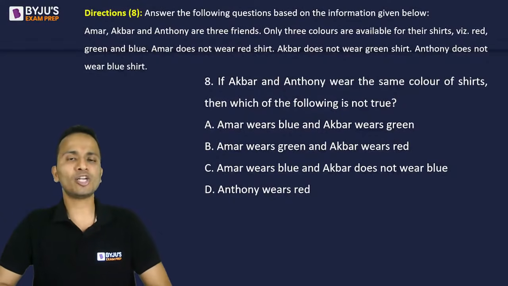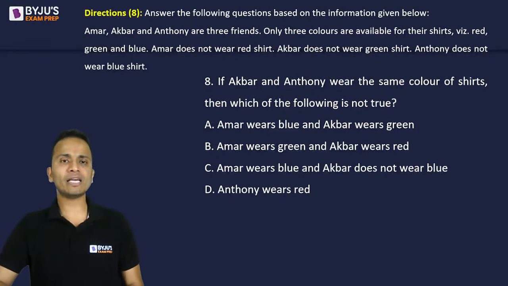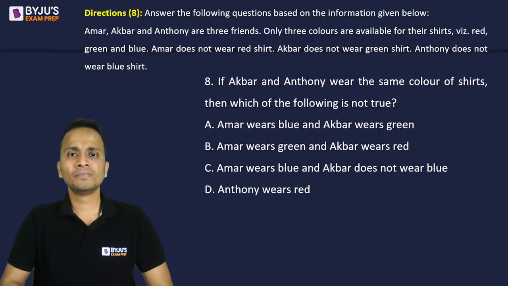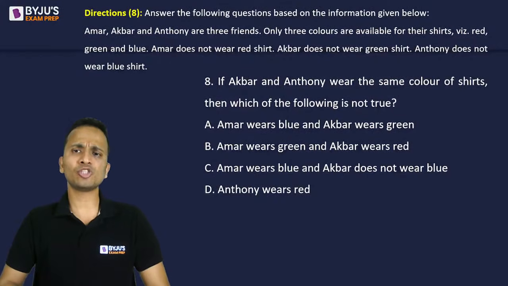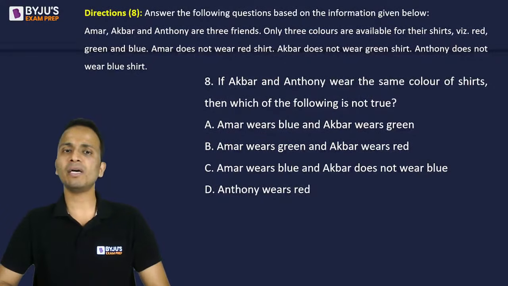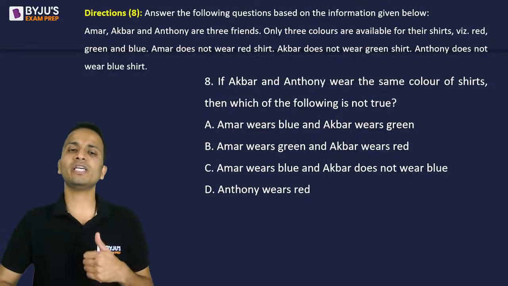Okay. Now question number 8 on your screen. This is a standalone question. Information is given and the question is asked. So have a look at it. I'll give you 2 minutes. Now Amar, Akbar and Anthony are 3 friends. Only three colors are available for their shirts, viz. red, green, and blue. Amar does not wear red, Akbar does not wear green, and Anthony does not wear blue. So the question is saying that if Akbar and Anthony wear the same color shirts, then which of the following is not true?